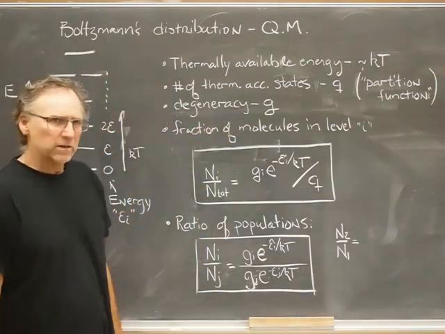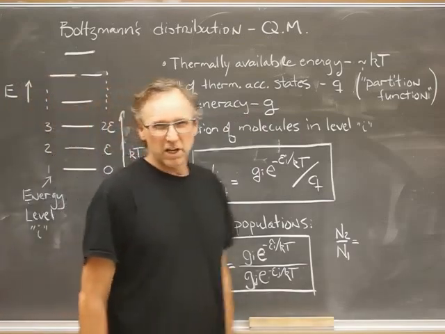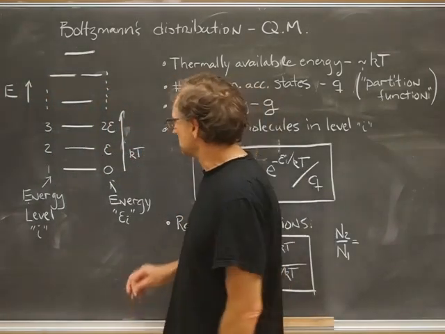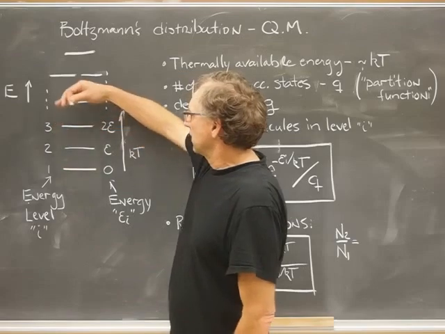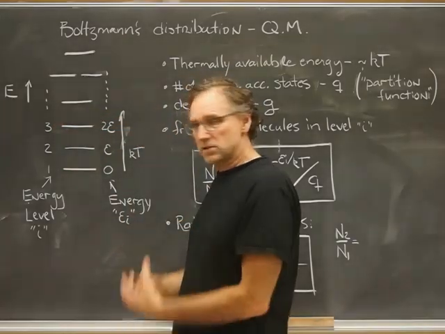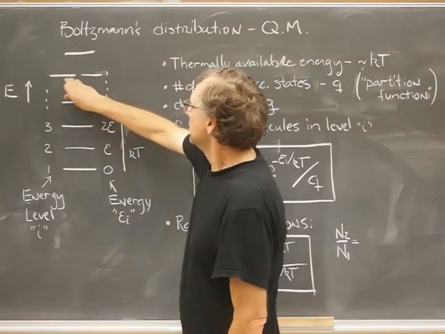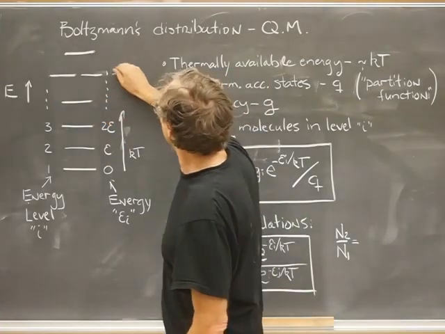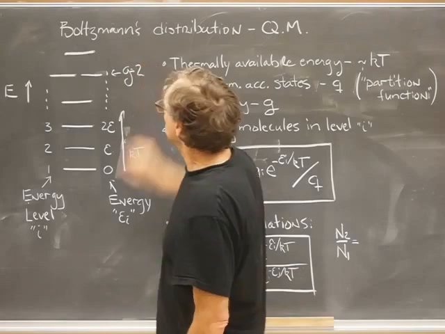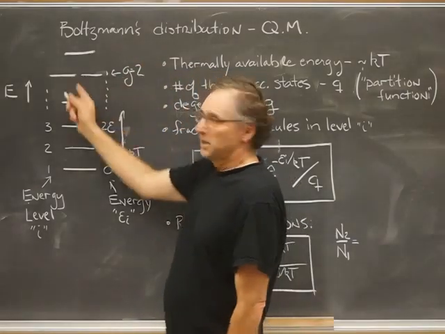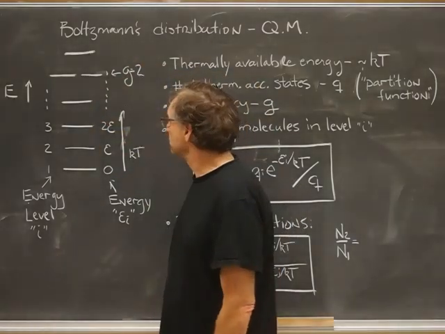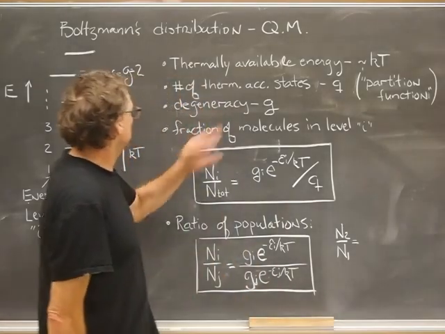Now, a little wrinkle on that is what's called the degeneracy, and it goes something like this. As long as each energy level has only one state associated with it, that's fine. We just count them like that. But in this case, the degeneracy is 2. We would say g equals 2 here. That's because there are 2 states with the same energy. So that's the degeneracy.